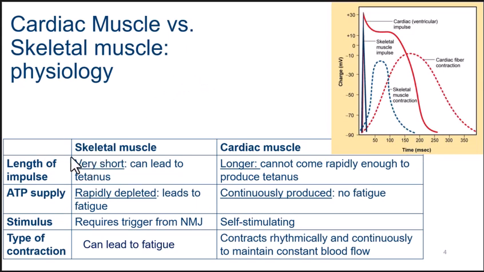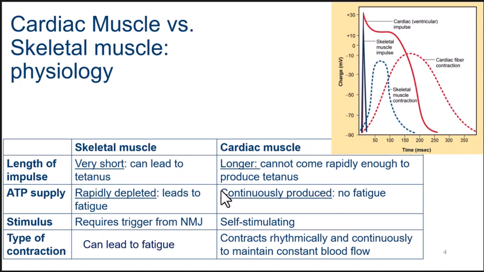So let's look at this chart here, comparing some features in terms of physiology of muscle. The length of impulse we already spoke about. With skeletal muscle, it is a short and quick impulse, whereas with cardiac muscle, it is a longer, more sustained impulse. And that feature of skeletal muscle, where it has that very short, quick impulse, can lead to tetanus. And in physiology, tetanus is the prolonged contraction of a muscle caused by rapid, repeated stimuli. So we can have rapid repeats of this impulse to create tetanus. Whereas with cardiac muscle, we won't get that because the impulses aren't occurring quick enough to produce tetanus.